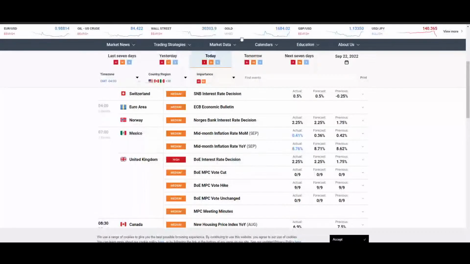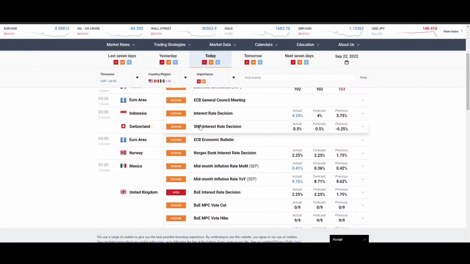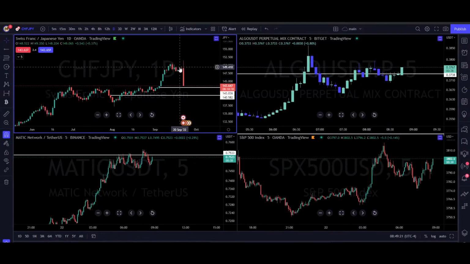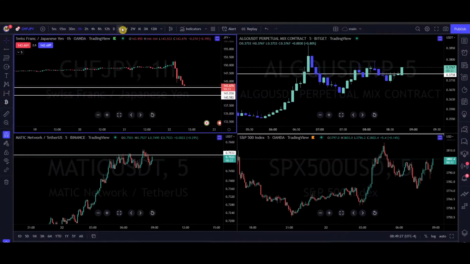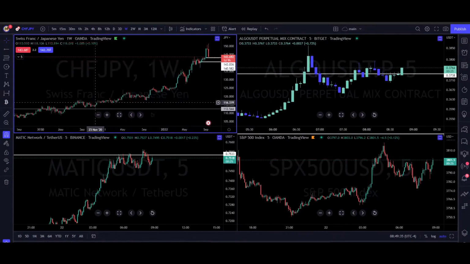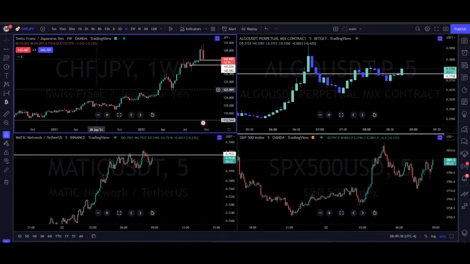They did rate hikes this morning right here. Switzerland, the SNB, that is the Swiss National Bank, their actual and forecast. So they did 0.5%. That's why you had a big move lower. Maybe the market wanted a higher number. Maybe they wanted 0.75%. And since it was only 0.5%, you're getting crushed. But to be fair, this thing has been uber bullish for a very long time. These are weekly candles.